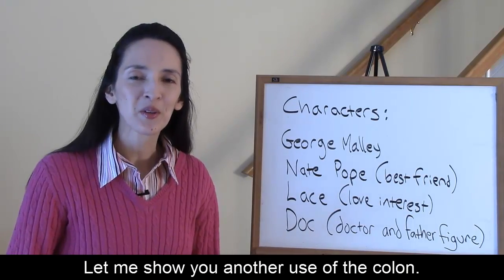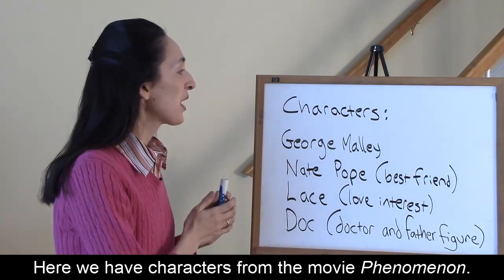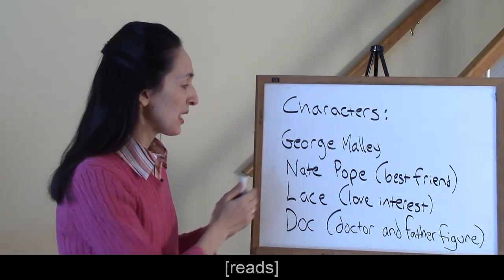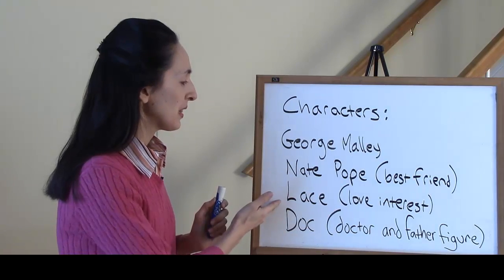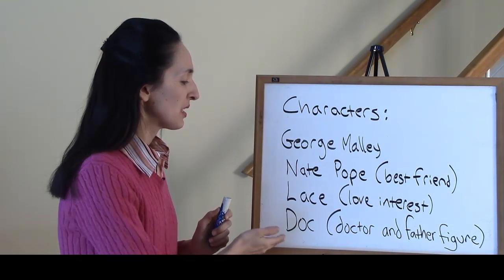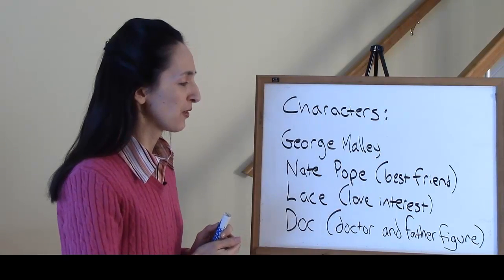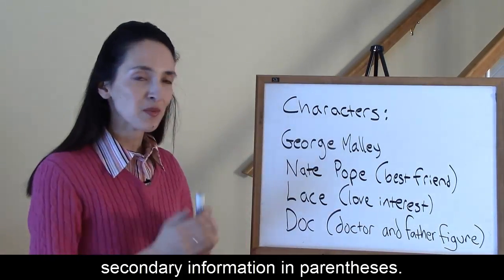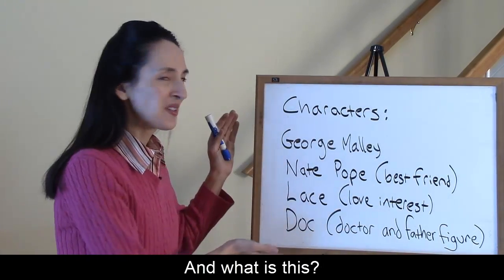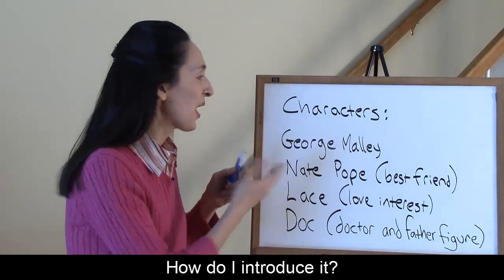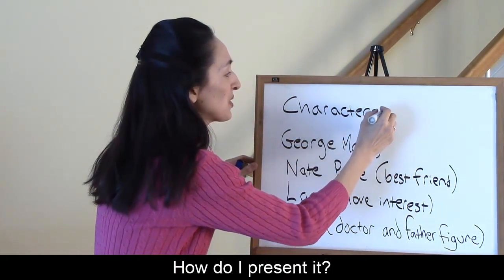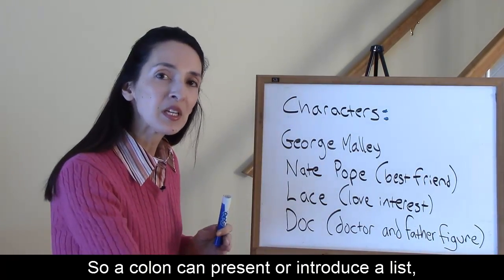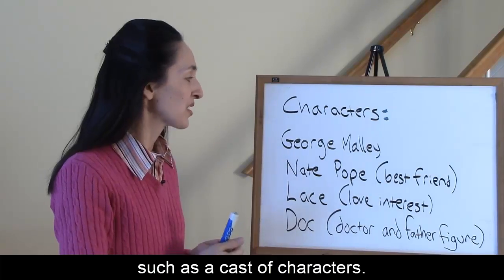Let me show you another use of the colon. Here we have characters from the movie Phenomenon. George Malley, Nate Pope, best friend, Lace, love interest, and Doc, doctor and father figure. Okay, we have names, secondary information in parentheses. And what is this? A list. How do I introduce it? How do I present it? With a colon. So a colon can present or introduce a list, such as a cast of characters.